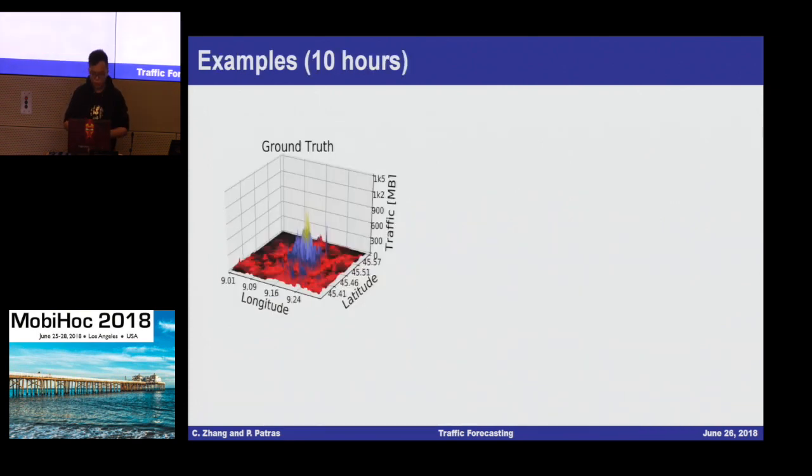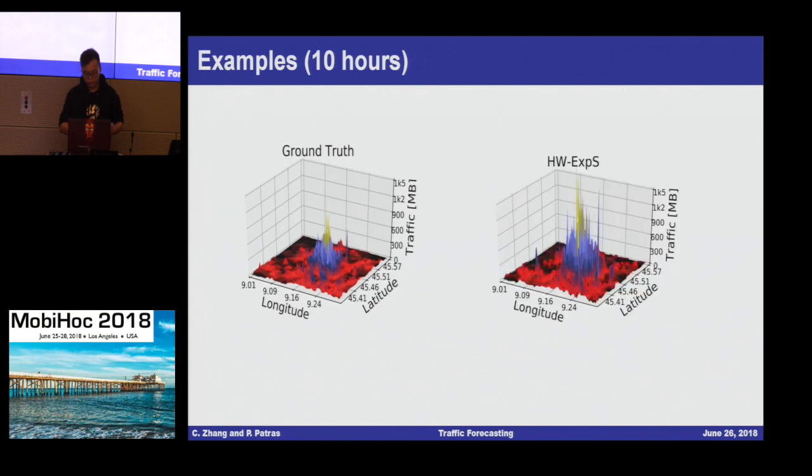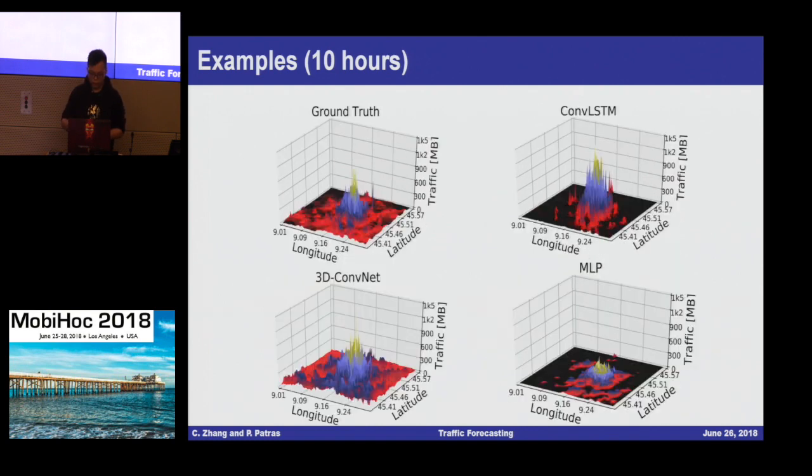To give an additional perspective on how our proposal works, I will show you an example here at the 10 hours prediction step. The snapshot on the left-hand side is the ground truth traffic volume in the city. And the right-hand side is the one predicted by the exponential smoothing. You can see that the exponential smoothing significantly overestimates the traffic volume in the city center and gives some unreal peak around this central area.